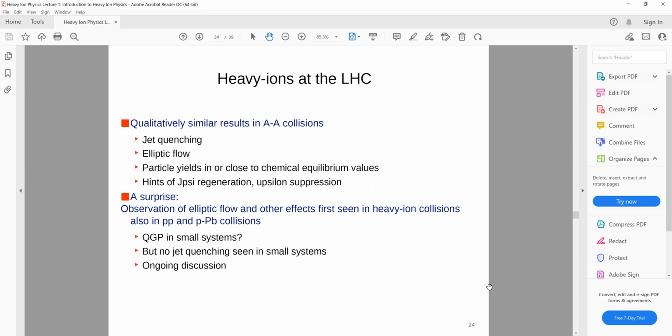Heavy particles are close to equilibrium values, and there are hints of J/psi regeneration, but with suppression, which are basically related to a phenomenon called Debye screening. So we will discuss that maybe in the next class.